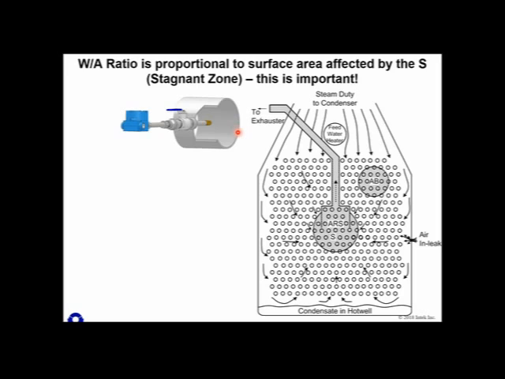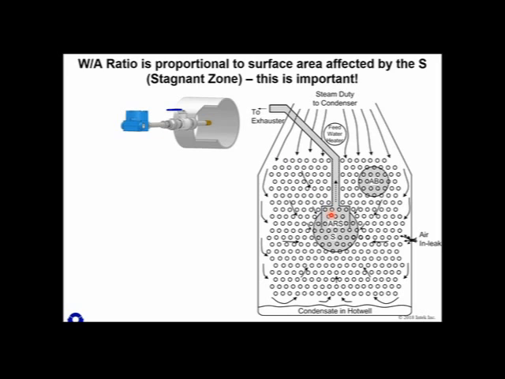Now that never is the case in a real world situation. There's always a little bit of air in-leakage into a condenser. But a high water to air mass ratio means there is no stagnant zone. There is no air storage. There is no degradation of tube heat transfer coefficient in this area. And so a water to air mass ratio that is high is good. There's no excess back pressure due to low vacuum pump capacity or air in-leakage.